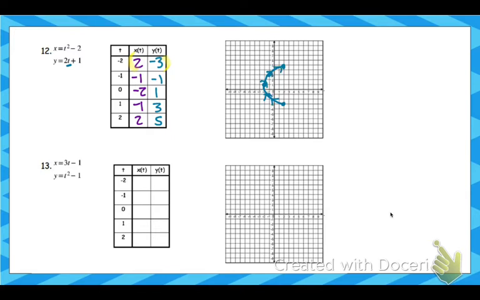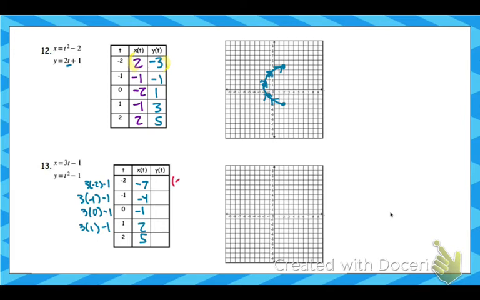All right, last one, same idea. Take the t's, plug them into the x equals equation. So 3 times -2 minus 1 is -7. 3 times -1 minus 1 is -4. 3 times 0 minus 1 is -1. 3 times 1 minus 1 is 2. 3 times 2 minus 1 is 5. Plug them into the y equals equation. We use a different color here for the y.